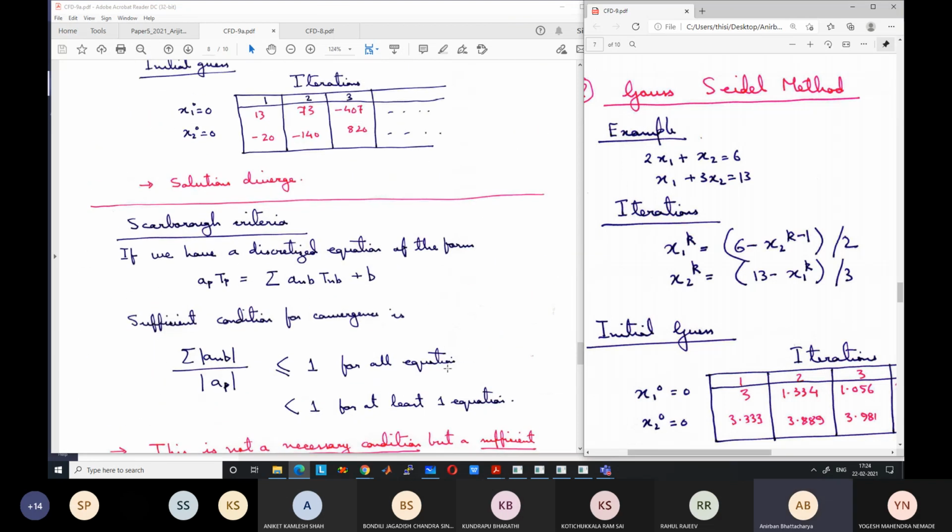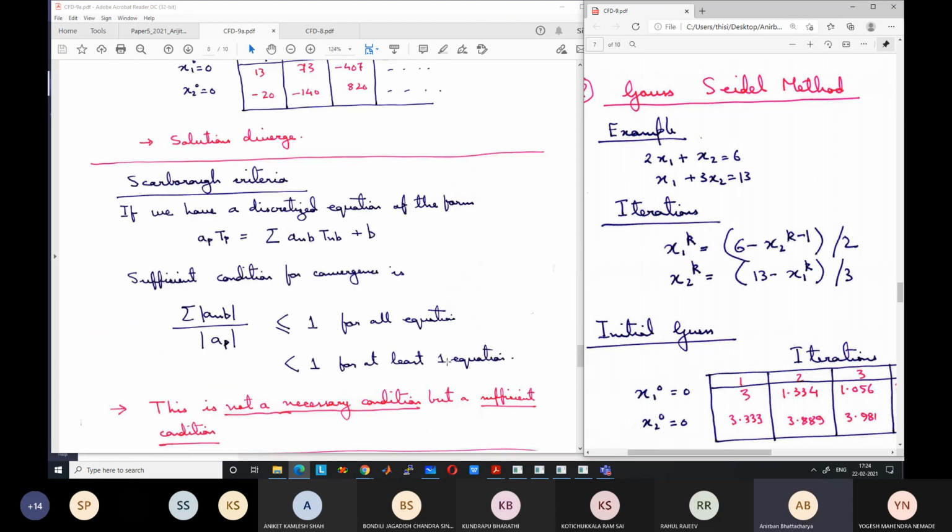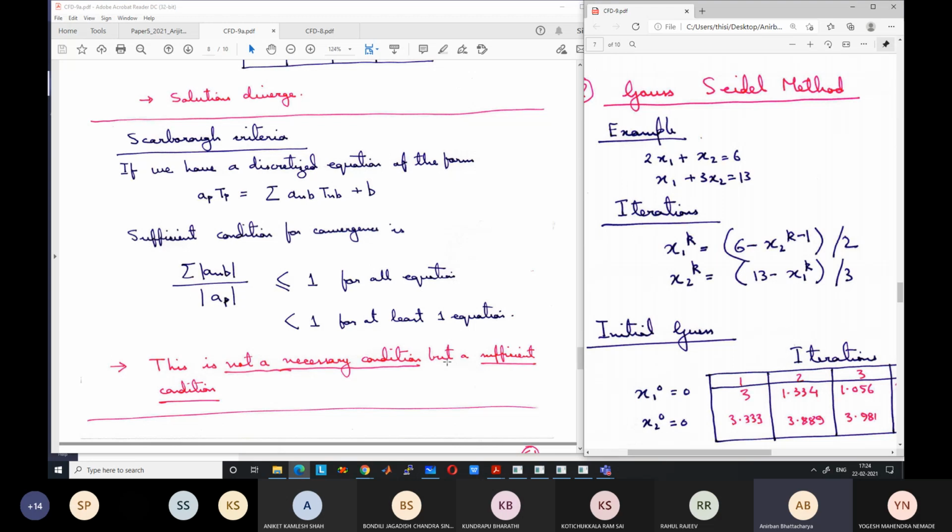Okay, so is this clear? Jacobi method, Gauss-Seidel method, and Scarborough criteria, or is there any questions on this? I guess there are no questions here.